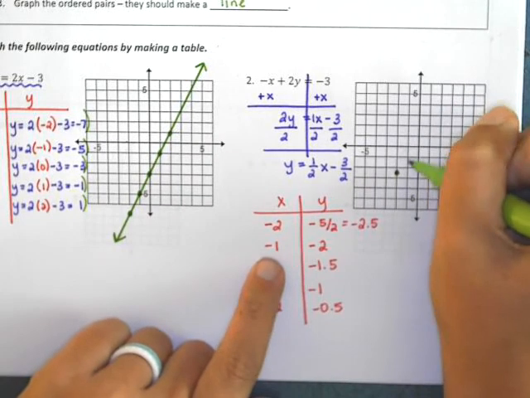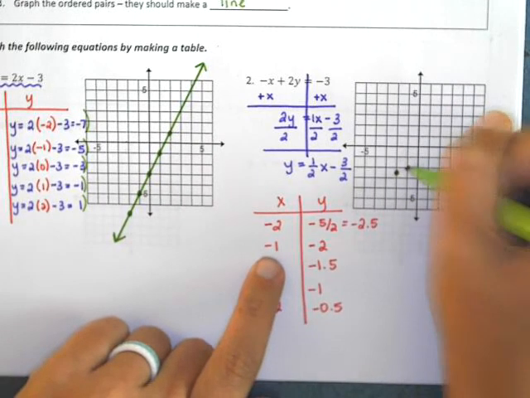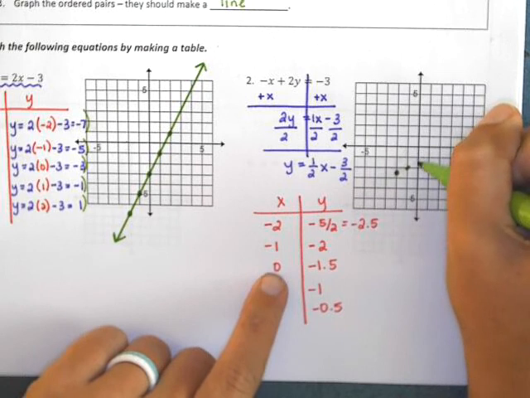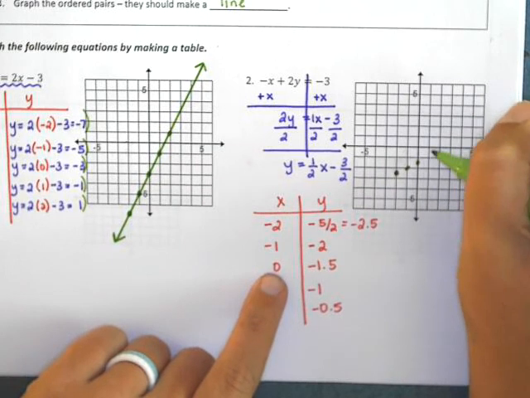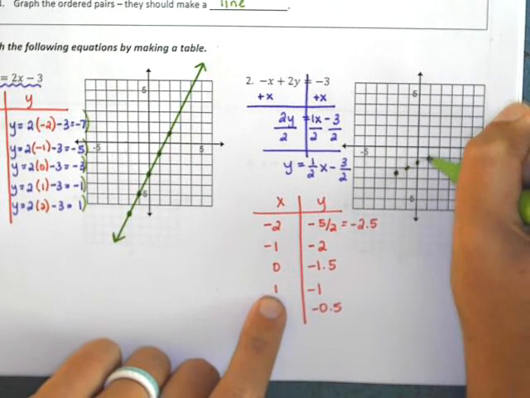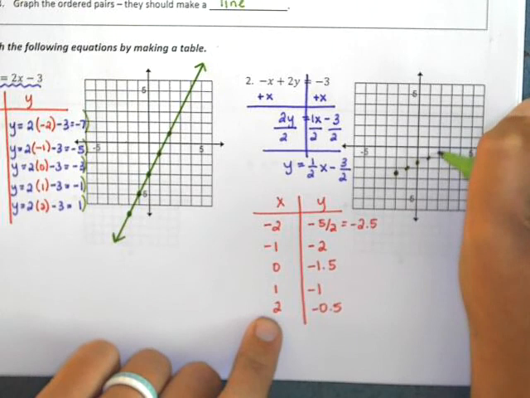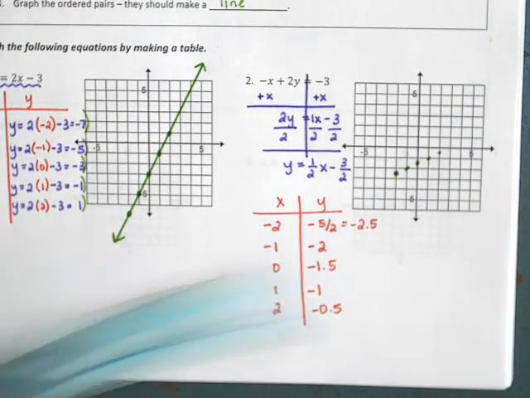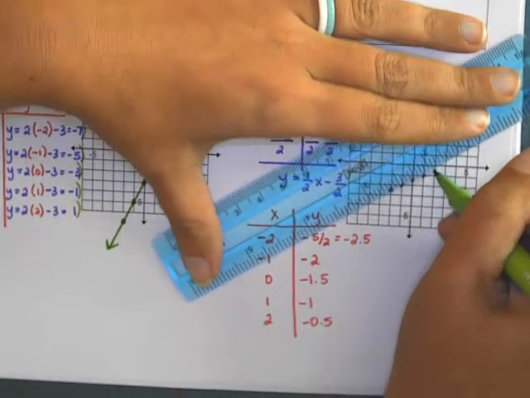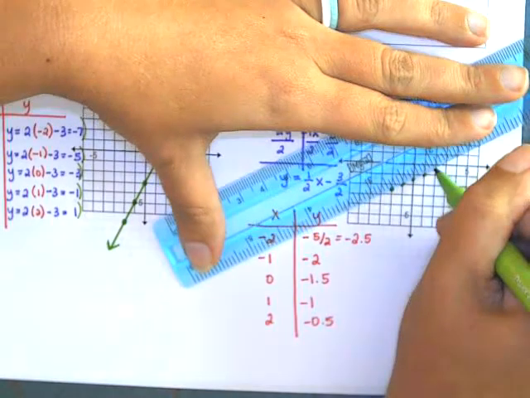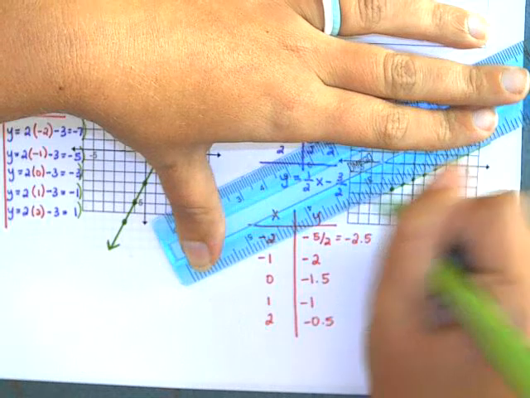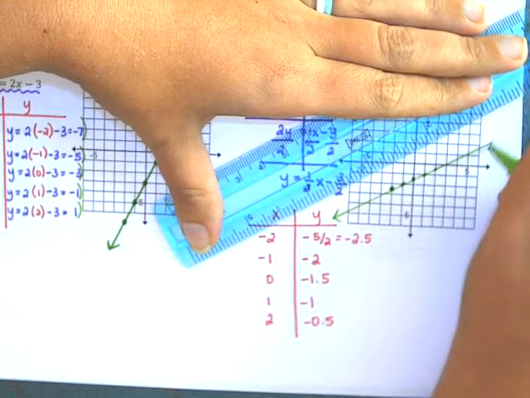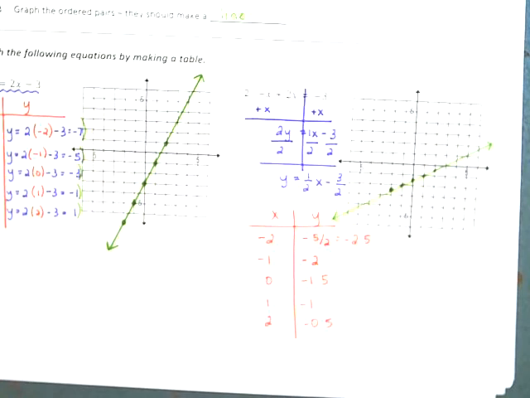Now I'm going to go left 1, down 2, over 0, down 1.5, over 1, down 1, over 2, down 1/2. Now you'll notice all my points are lining up nicely again. I'm just going to take my straight edge. I'm going to make sure my line goes beyond the edges of the grid. And I'm going to put arrows on both sides.